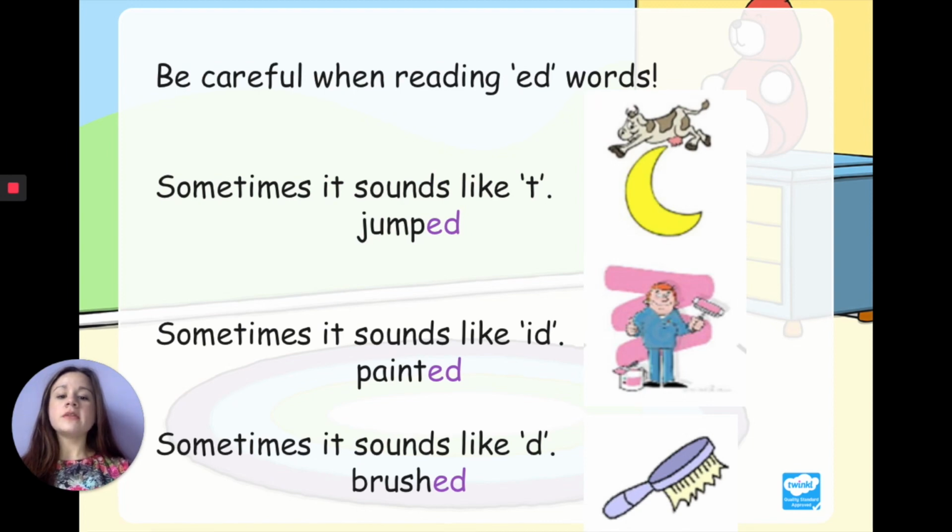And it can also sometimes sound like a d. We don't say brush-t our hair, we brushed. So you say d at the end: brushed. So remember, you have to be careful when you are reading words with ed at the end because it could also sound like t, id and d.